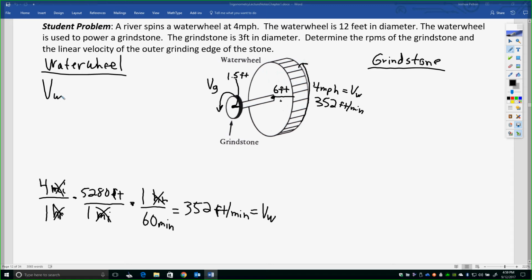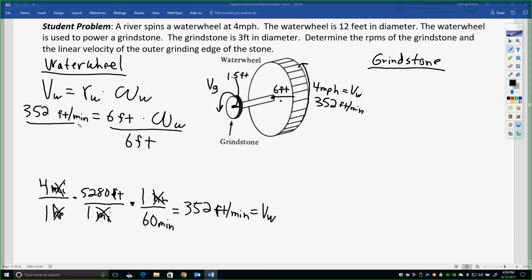Because the V for the water wheel is the radius of the water wheel times the angular velocity of the water wheel. So we calculated this as 352 feet per minute. And the radius we knew was 6 feet. And we want to know how fast it's spinning for the angle, so we'll divide by the 6 feet. So my angular velocity of the water wheel, okay, 352 over 6 is not going to go in evenly, so I'm going to keep the fraction. So that'll be 176 over 3 radians per minute.